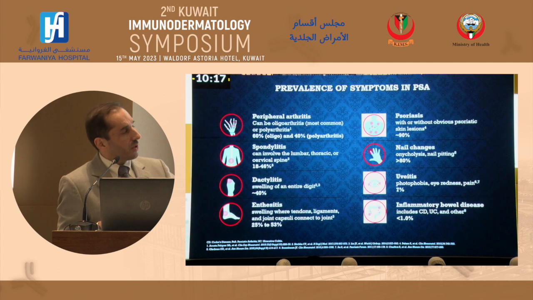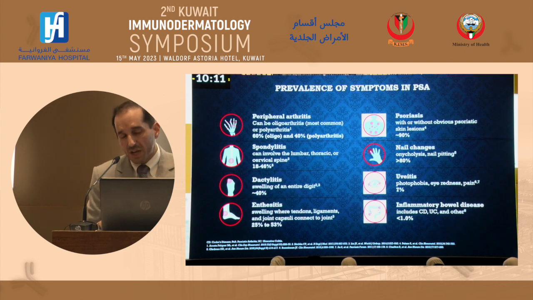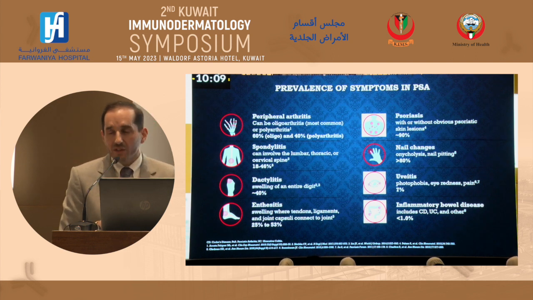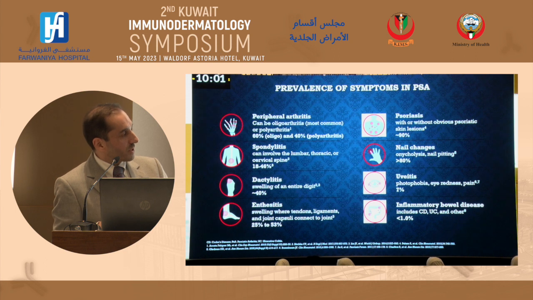Spondyloarthritis, the number here in the graph is around 46. This is more from North American and European studies. Actually in Kuwait, I think it's less common. We don't have an official study, but I would say 15 to 20% of psoriatic arthritis in Kuwait probably have axial involvement. Dactylitis also, you see it in around 40%.